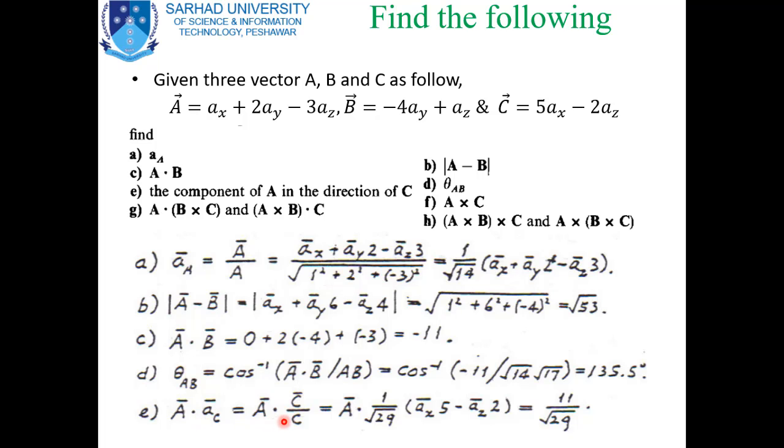So first we have to obtain a unit vector of C. So we will divide C by its magnitude. So vector C is given as 5ax minus 2az, and the magnitude of this is under root 29. And then we will multiply the x component of C with the x component of A, and the z component of C with the z component of A, and our answer will be equal to 11 divided by under root 29.